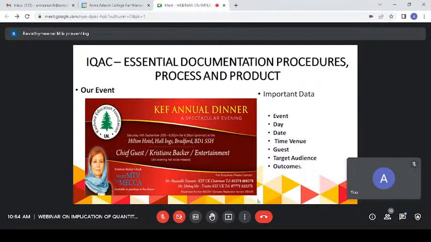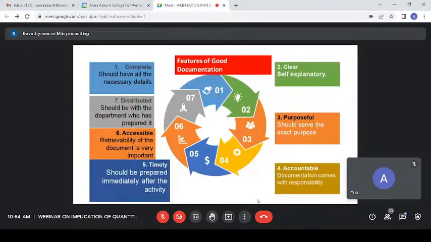Please go to the next slide. I hope you're getting what I'm trying to say. If you look at what are the features of a good documentation, you will understand. It should be complete. The document should be complete. It should have all the necessary details that the document needs. Even after 5 years, if you see that document, you should be able to recollect it was this document. Because that document is self-explanatory.